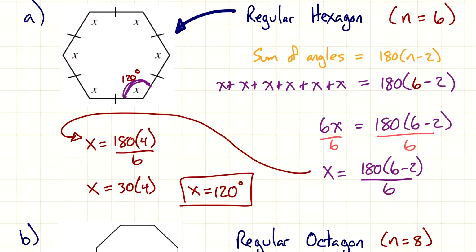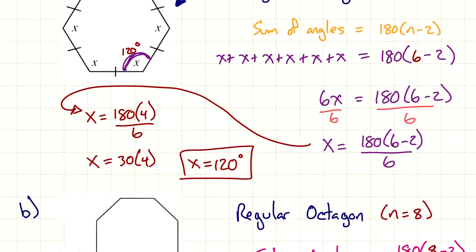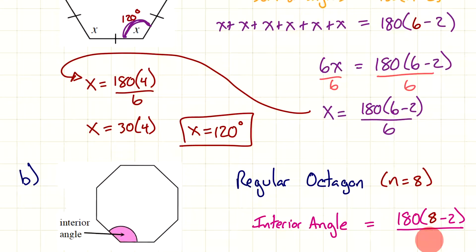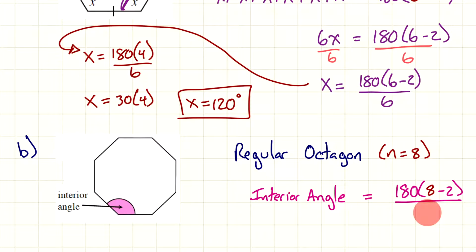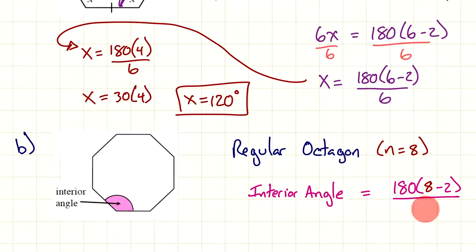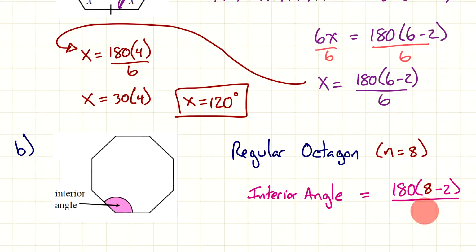Let's try this with another shape. If I give you a regular octagon, and again, notice there's no markings on here, there's not even letters here, but we're told the name of the shape is regular octagon. Regular already tells us all these sides are the same without them giving us the tick marks. And it also tells us that all these interior angles are the same.